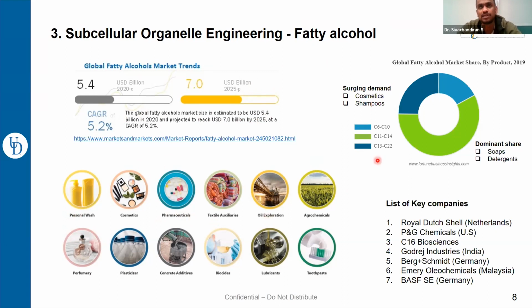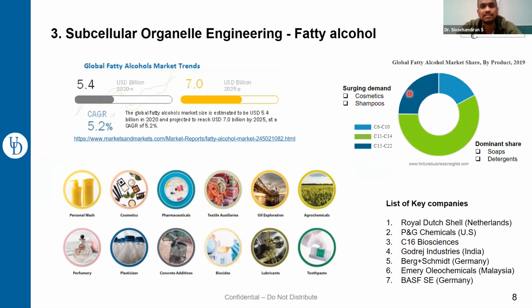Primarily, fatty alcohol comes in three different segments: short chain, medium chain, and long chain. The medium chain dominates the industry, because those medium chain fatty alcohols range from C11 to C14. That means 11 to 14 carbon chains dominate, because from those they make soaps and detergents.